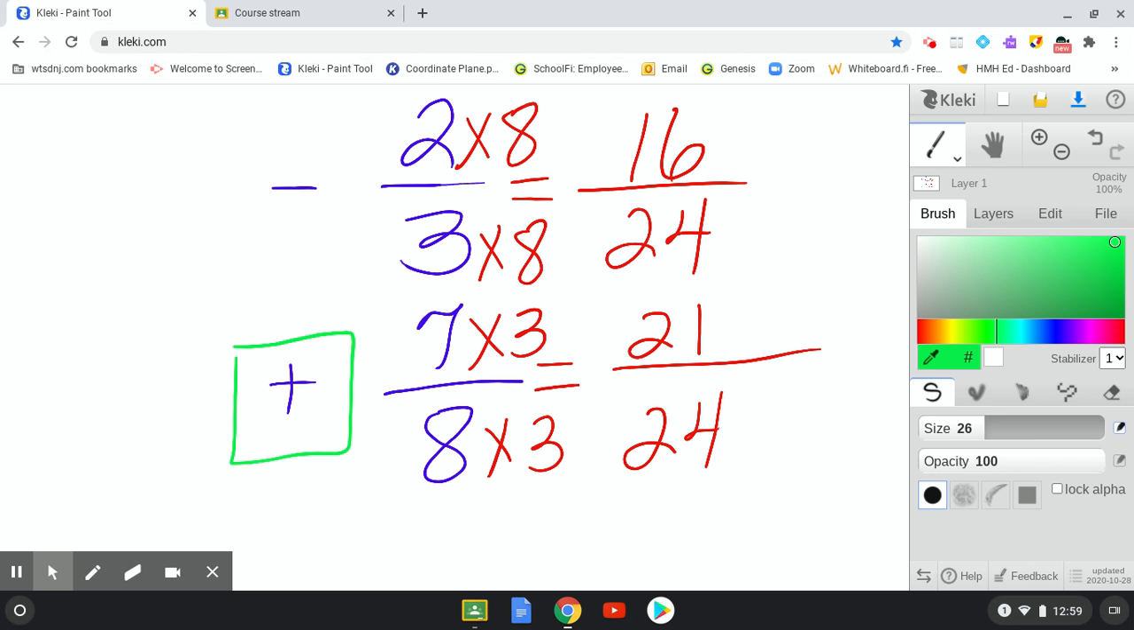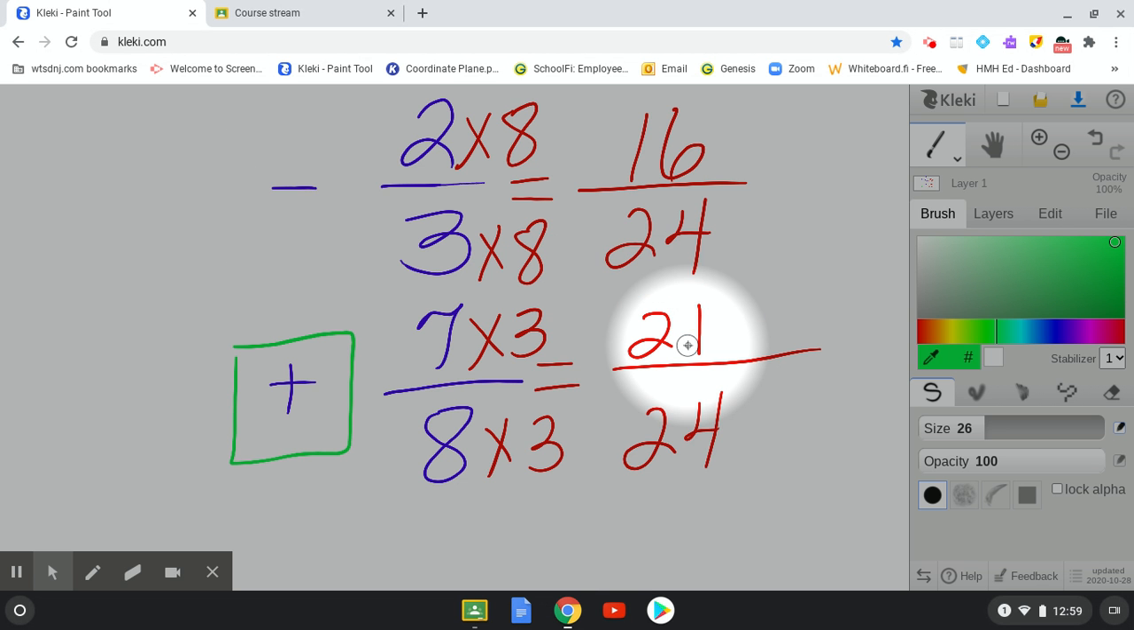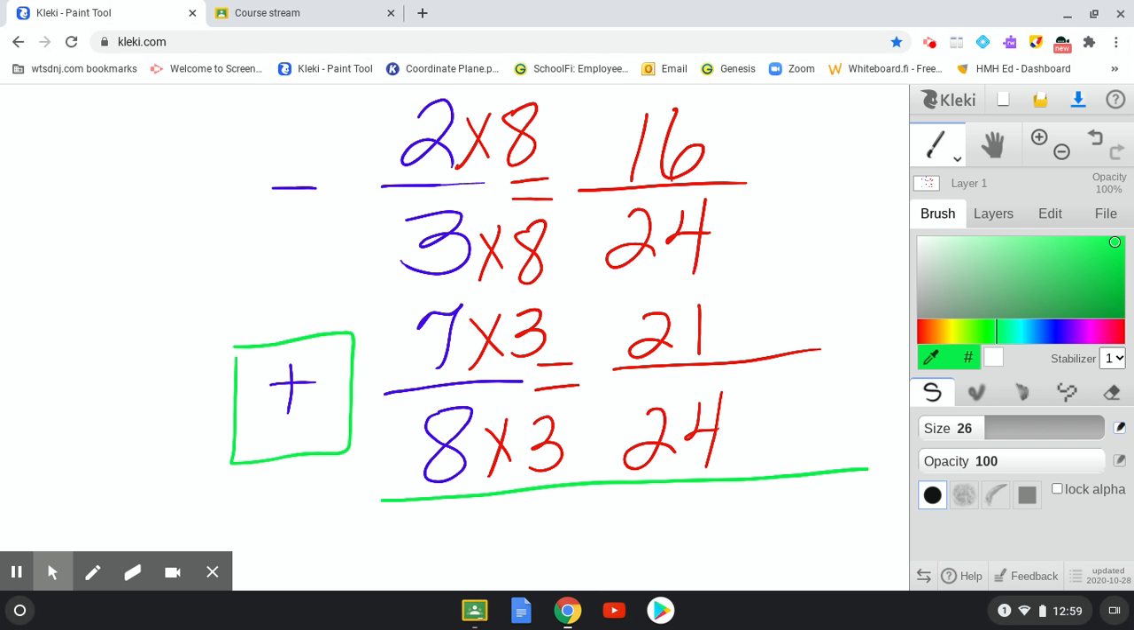Now all I'm going to do is subtract these two fractions. In order to subtract, I'm going to take the 21 minus the 16, of course. So 21 minus 16 is going to give me 5. And then my denominator always stays the same. And I know that this is going to be a positive. And I cannot simplify 5/24, so that would be my final answer.